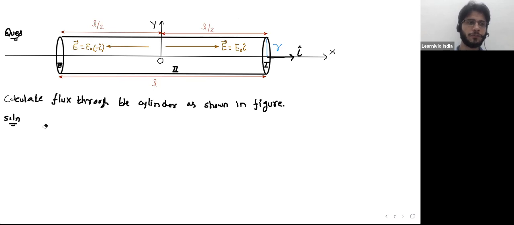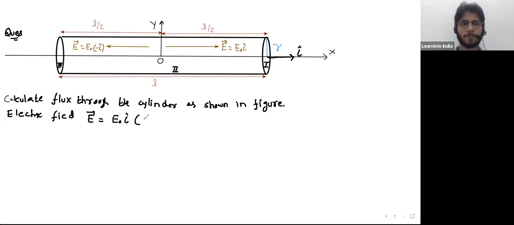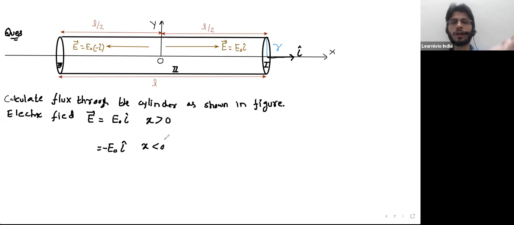I'm also writing the field here. Although I have mentioned the electric field in the diagram, it is given in this way. Electric field E is E naught i cap for x greater than 0, and the field is E naught minus i cap for x less than 0. This simply means if you move to the right of the origin, your field is E naught i cap, and if you go to the left of the origin, your field is minus E naught i cap.